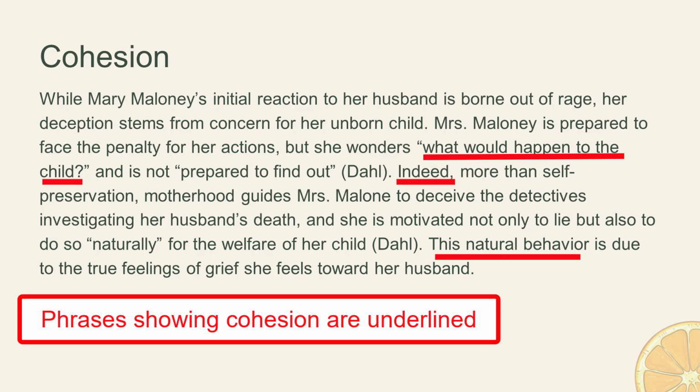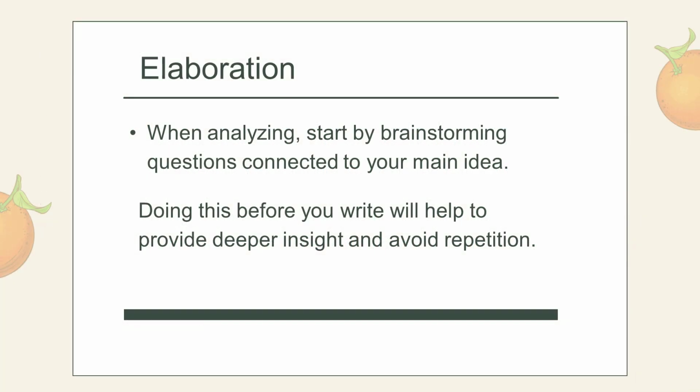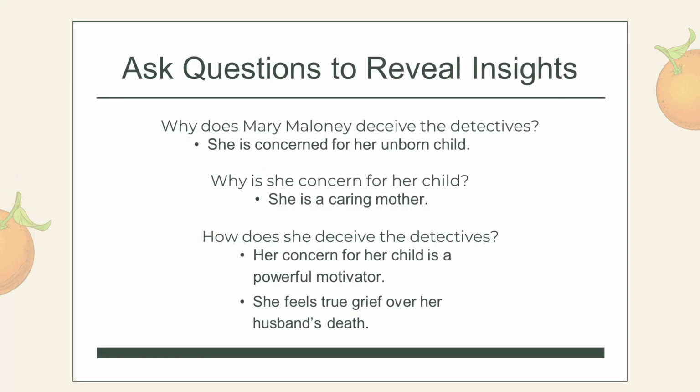Now, you might have noted that this paragraph was fairly short, but we can elaborate on our ideas through a few different techniques. One of these is to brainstorm through asking focused questions about a character or about an author or message within a story. So thinking of these ideas first before you write can help you write a much stronger analysis, and then also elaborate on your ideas and avoid repetition.